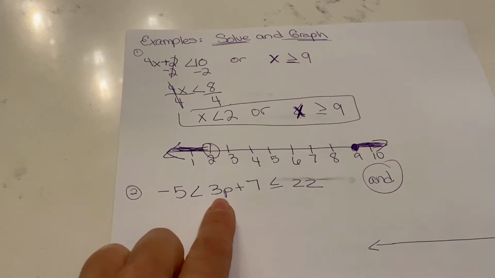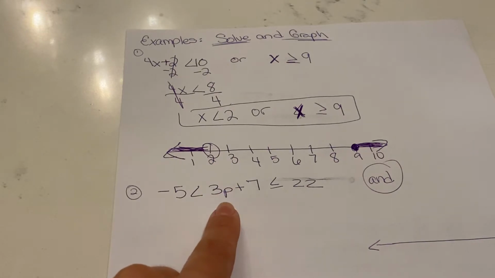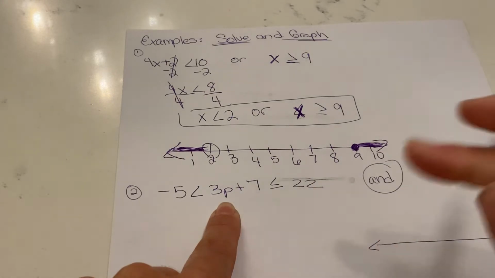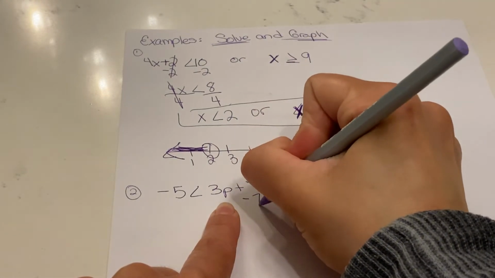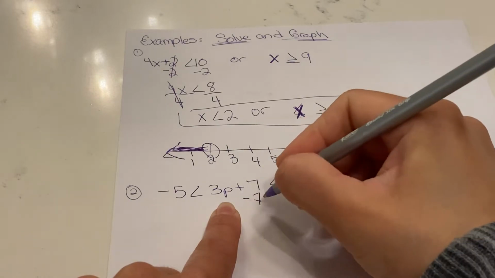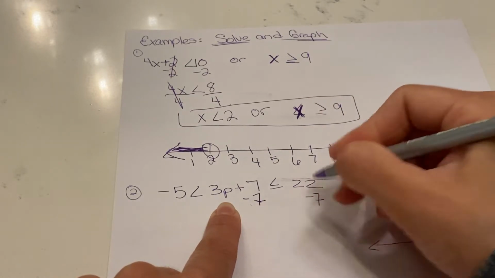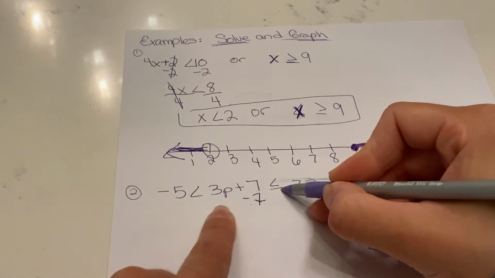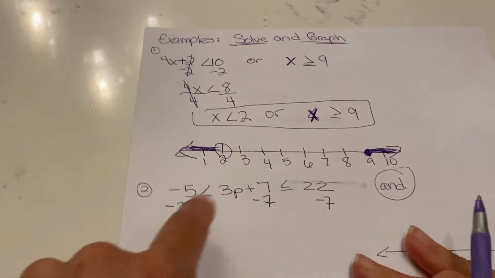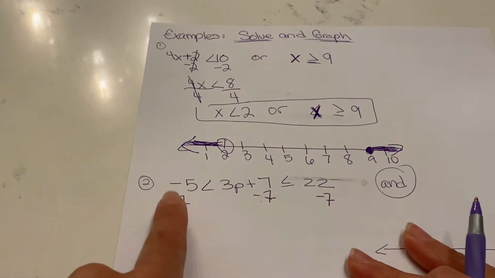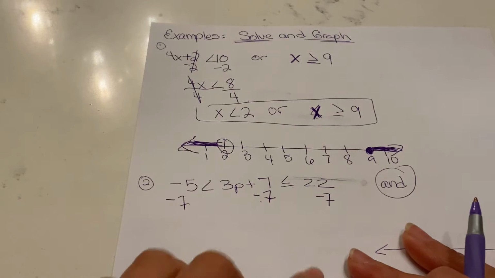So my whole point is to isolate the P, okay? What do I have to do here? What's the opposite of adding the 7? Subtracting the 7, right? So I have to subtract the 7 on where it started. I have to subtract the 7 on the right side of this inequality and subtract the 7 on the left side of this inequality because I have this one and this one. Okay, so you are subtracting 7.